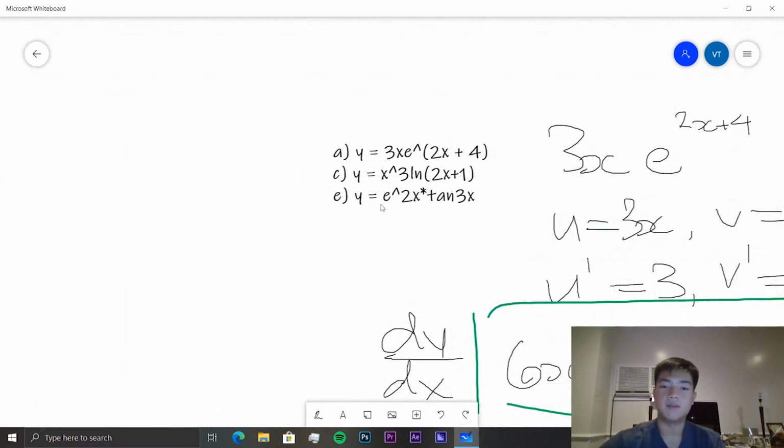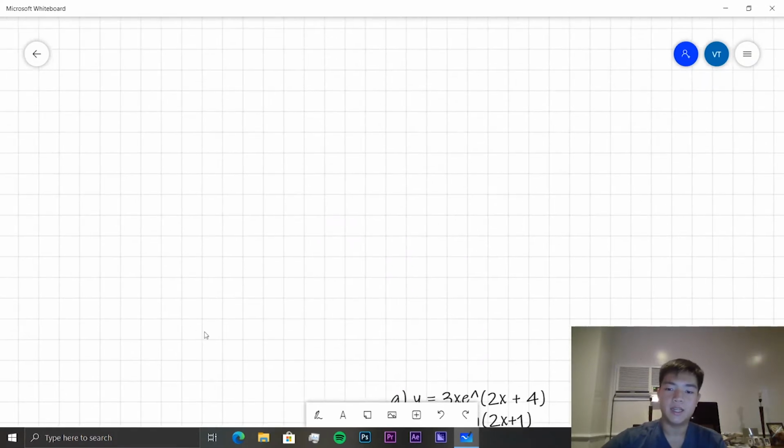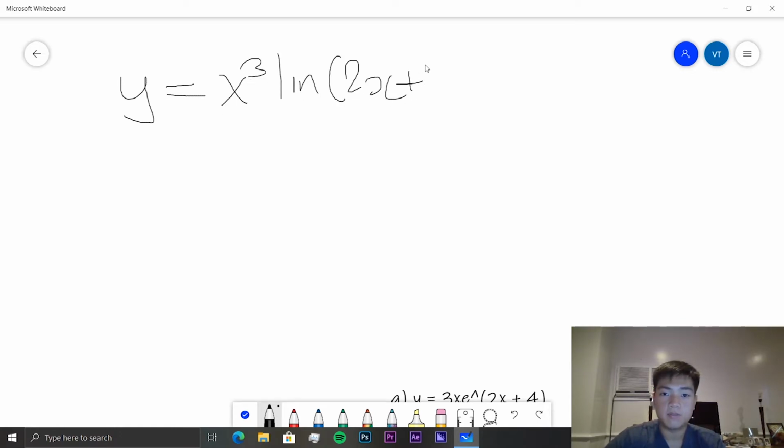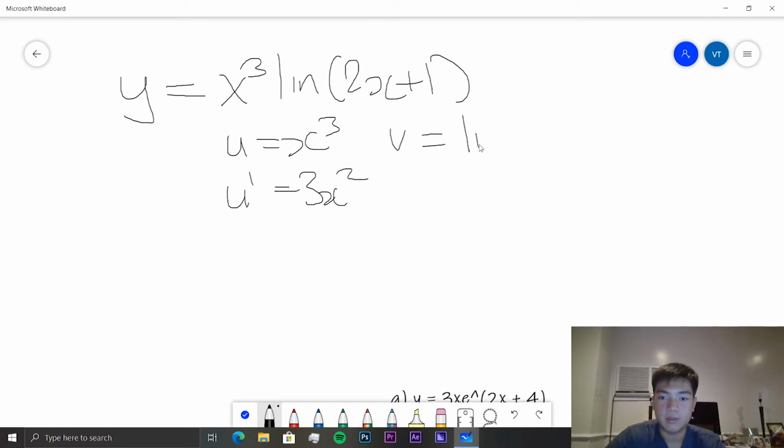Next, we have y is equal to x cubed ln 2x plus 1. So y is equal to x cubed times ln 2x plus 1. So we have u is equal to x cubed, u prime is equal to 3x squared, v is equal to ln 2x plus 1. And then we could chain rule this, so we get v prime is equal to 2 over 2x plus 1.